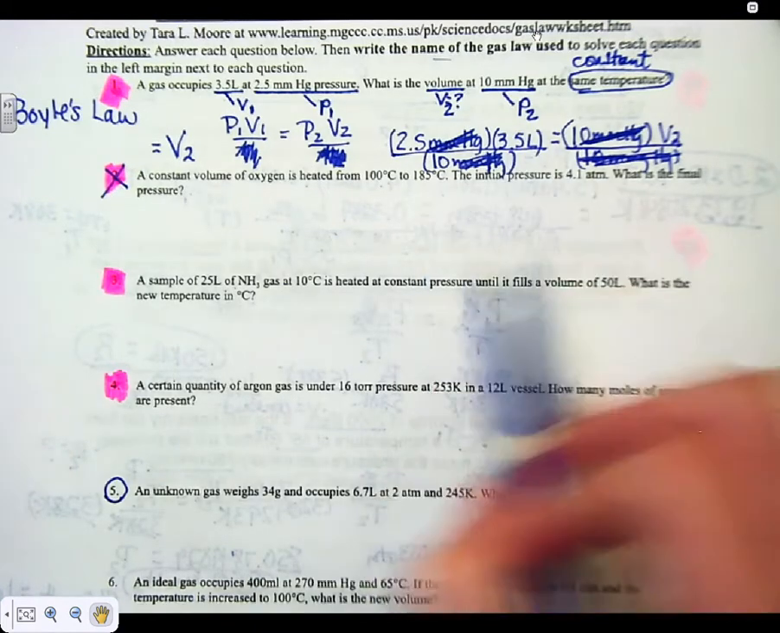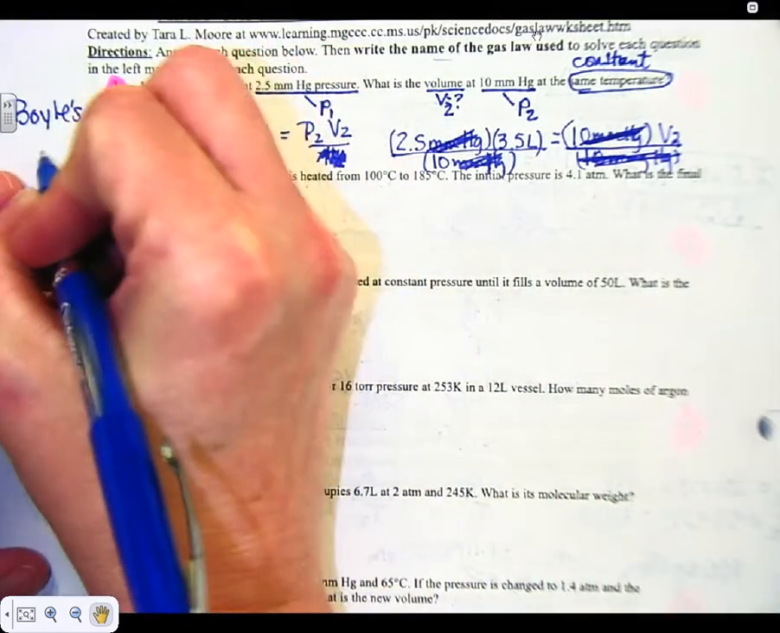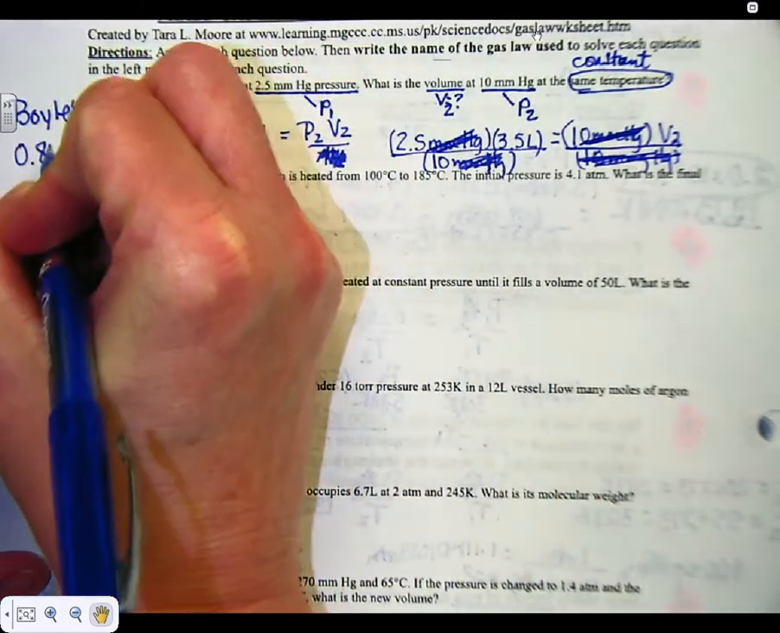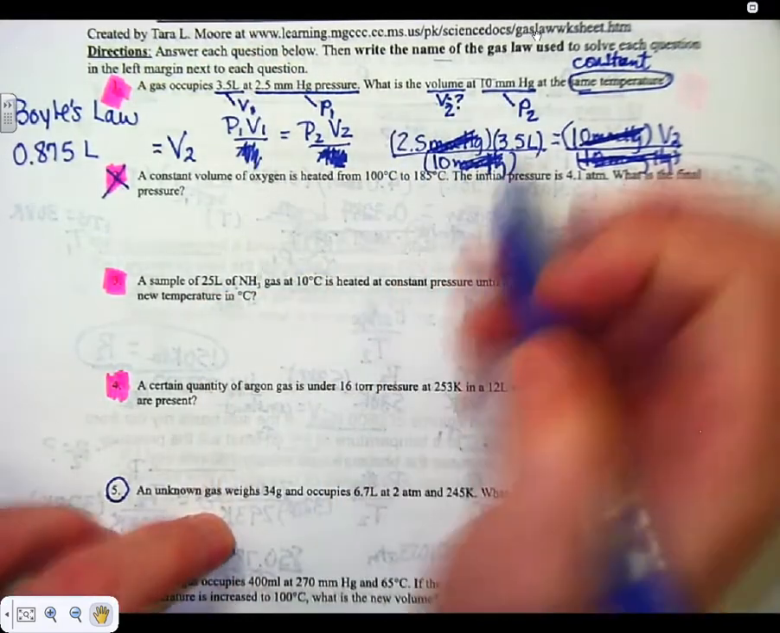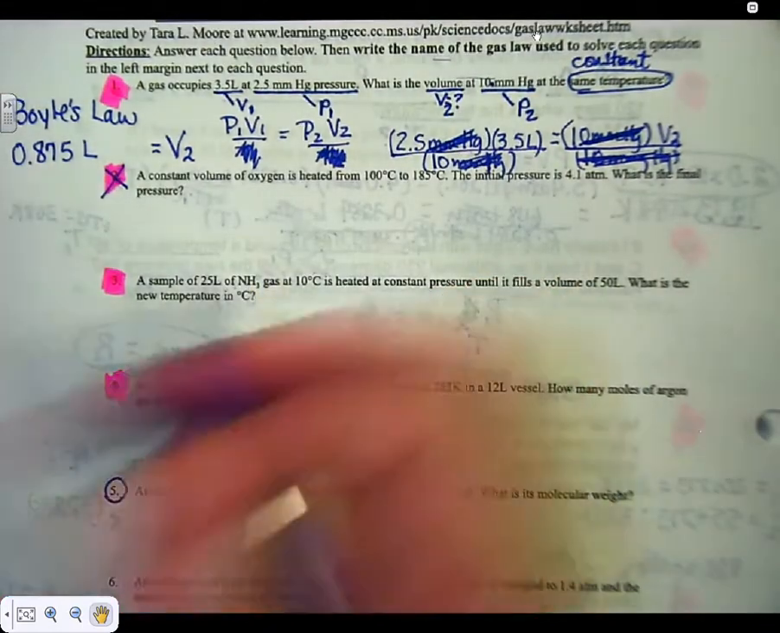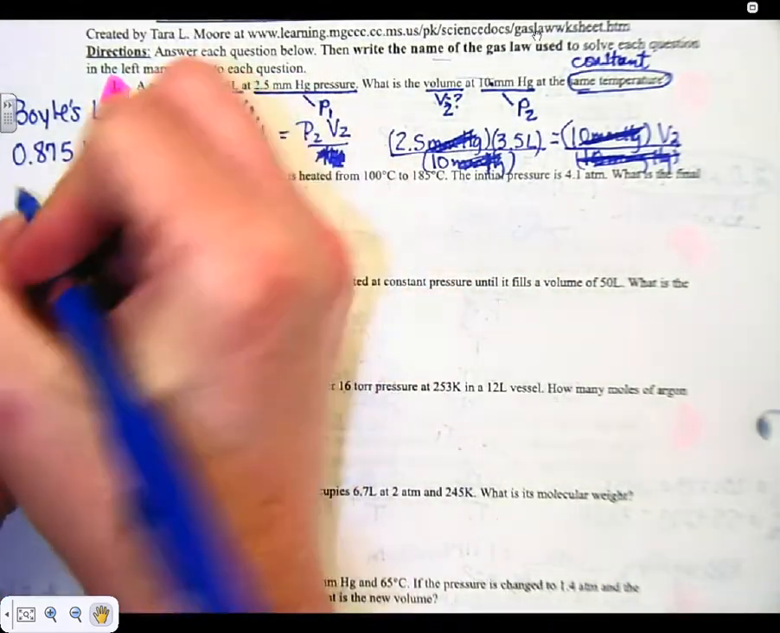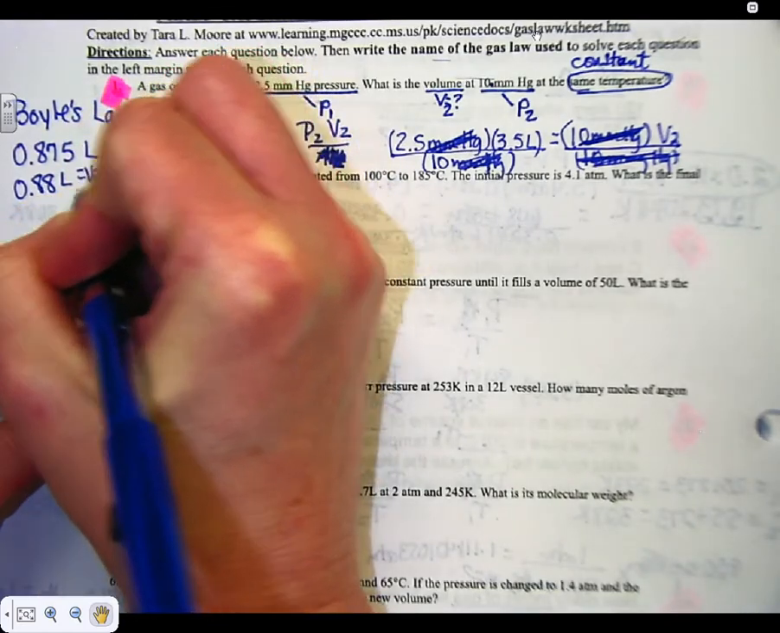So now we're just going to work out this left side here. 2.5 times 3.5 divided by 10. And I get 0.875 liters. And when I look at all of my numbers here, let's go ahead and put a decimal after that so that it has 2 significant digits. So we're going to round this to 2 significant digits, which will be 0.88 liters, my V2.